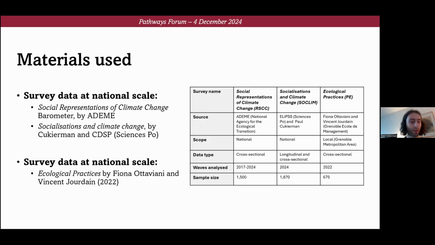So to pick up where I left off with both research questions being: are social tipping points a relevant framework to think about climate-friendly lifestyles in France? To test that hypothesis, I mostly use quantitative data, three survey data, two at national scale, and one at local scale in Grenoble, in the French Alps.